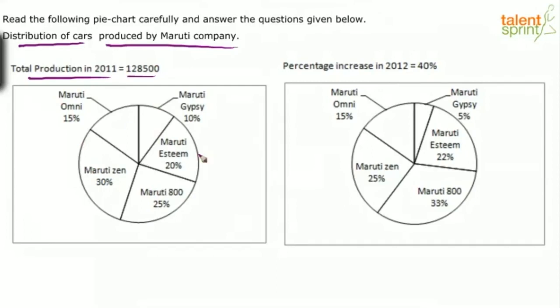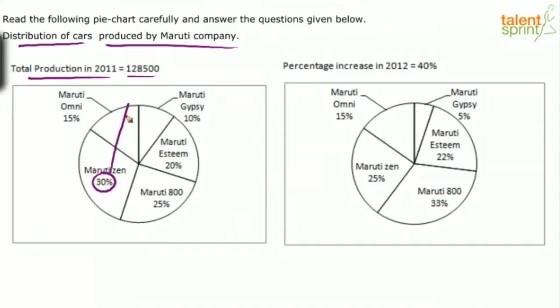And the percentage distribution of these cars is given to us. Like 10% of the cars produced were Maruti Gypsy. 20% of the cars produced in 2011 were Maruti Esteem. 25% of the cars were Maruti 800. Then 30% and 15% were Zen and Omni respectively. Alright. So let's say if I ask you how many Maruti Zens were produced in the year 2011. What do you say? 30%.